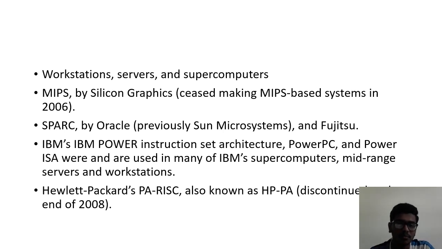Workstations, servers, and supercomputers. MIPS by Silicon Graphics, which ceased making MIPS-based systems in 2006. SPARC, known as SPARC by Oracle, previously Sun Microsystems, and Fujitsu. IBM's Power Instruction Set Architecture, PowerPC, and Power ISA were and are used in many of IBM's supercomputers, mid-range servers, and workstations. Hewlett-Packard's PA-RISC, also known as HPPA, was discontinued at the end of 2008.